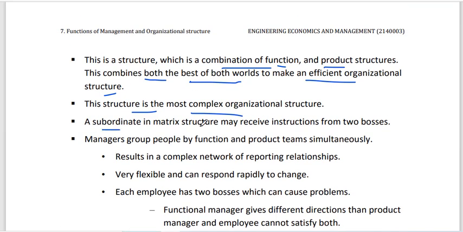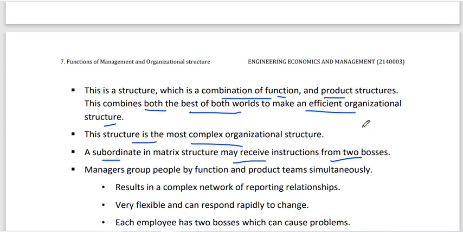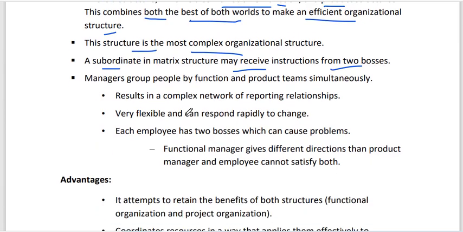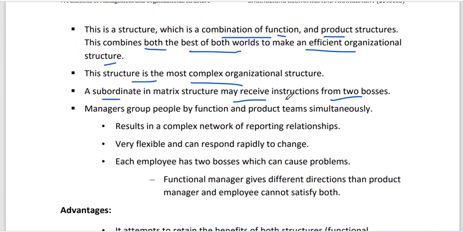A subordinate in a matrix structure may receive instruction from two bosses. As I said earlier, let's say this group of six employees receives commands from the manufacturing vice president and also from product manager B. So the employee gets orders from two leaders, two bosses. All the employees receive instructions from two bosses.